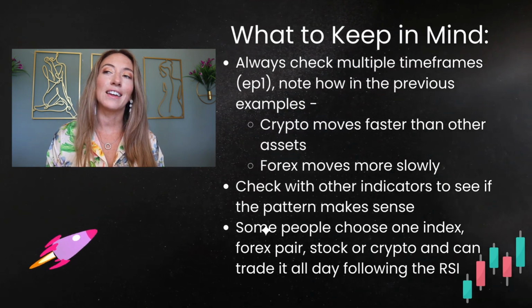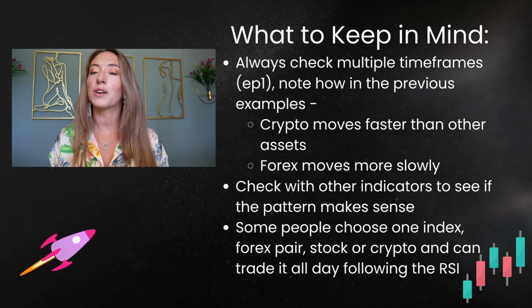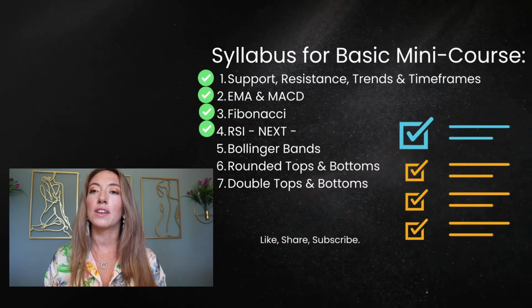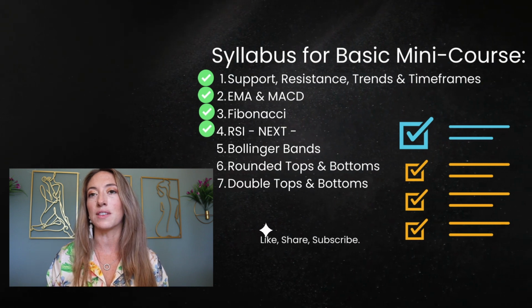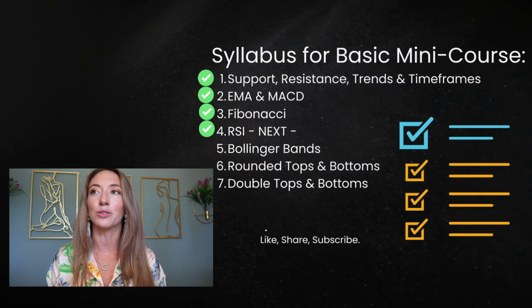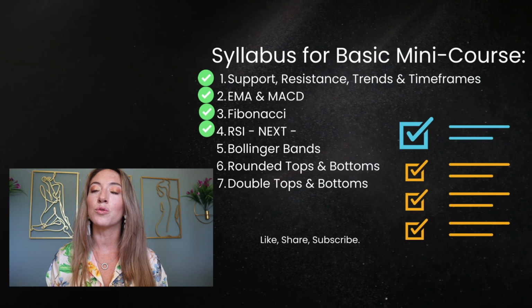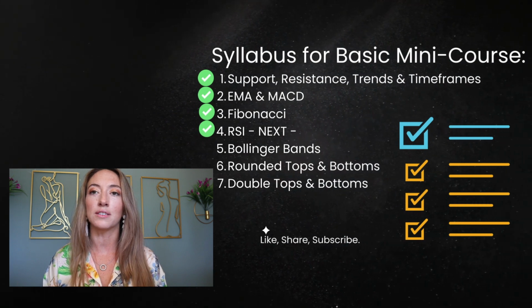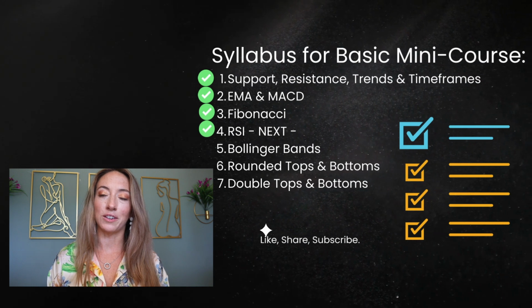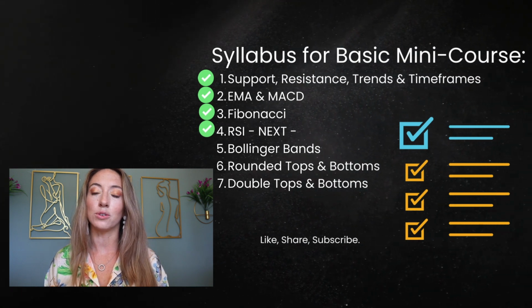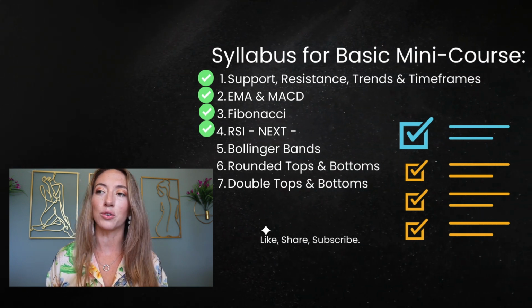Some things you really want to keep in mind, like I've noted and I want to stress again and again, is check multiple time frames. We talked about this in episode 1. Note that in previous examples, crypto is usually happening on a faster time frame, and that's because the volatility is higher in crypto markets. So Forex moves more slowly, especially with big currency pairs like EUR/USD. You need to check multiple indicators. Watch the other videos in this course to get a sense of how to use those indicators and how they might compare to one another.